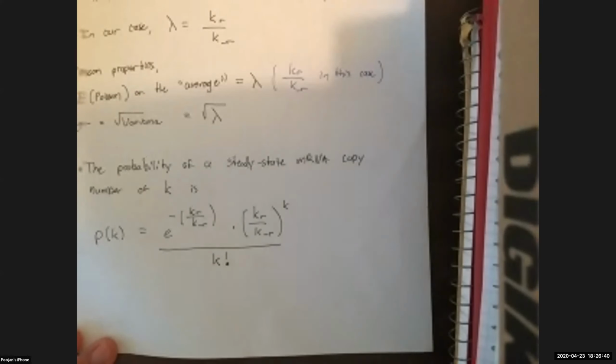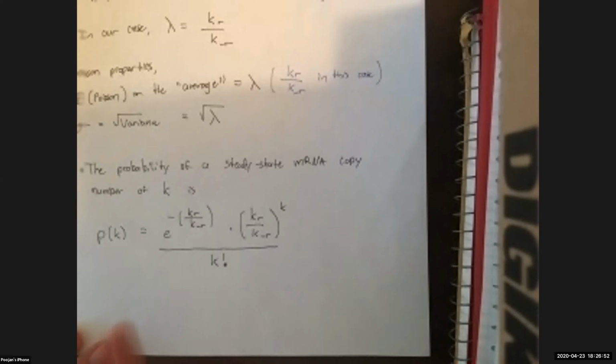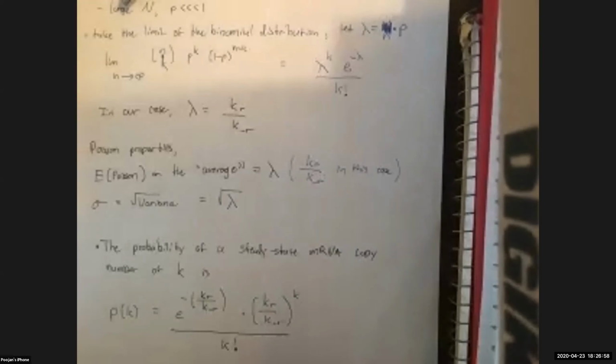If we wanted to find the probability of getting an mRNA copy number of K, for example, if I pick a random bacterial cell and want to know the probability that it will have exactly 4 mRNA molecules of a particular gene at steady state, it would be given by this expression where you can just substitute in 4 for K. So that's a brief introduction to the Poisson distribution.